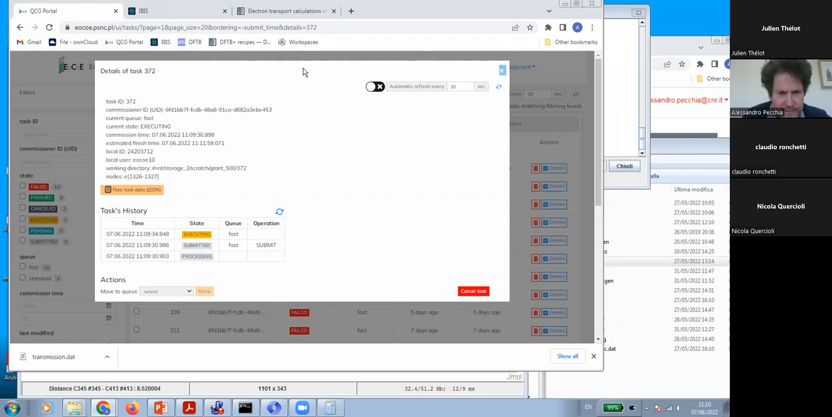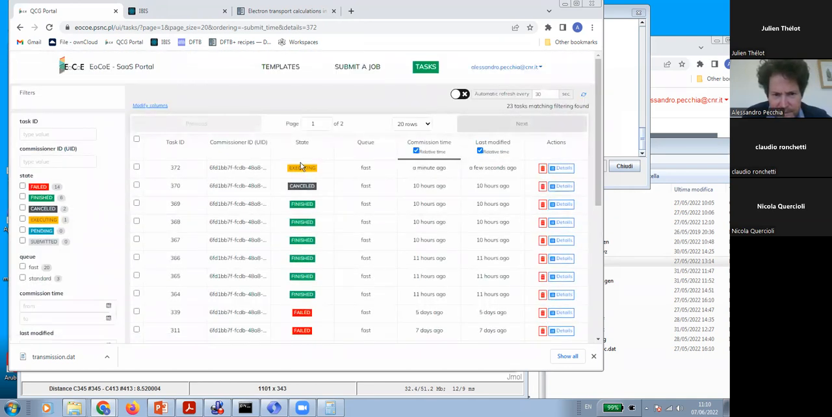Hopefully. But it takes a little bit. You see this is yellow color. It means it's executed. In the end, it should appear green.